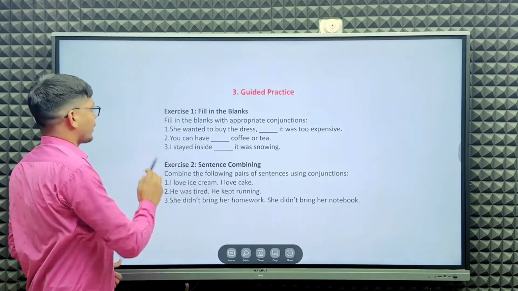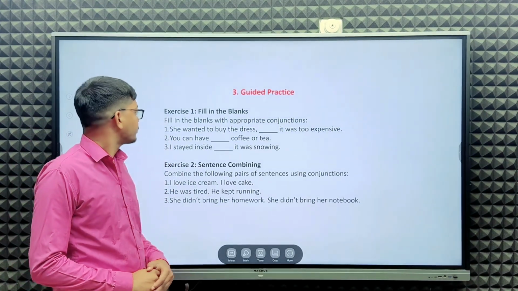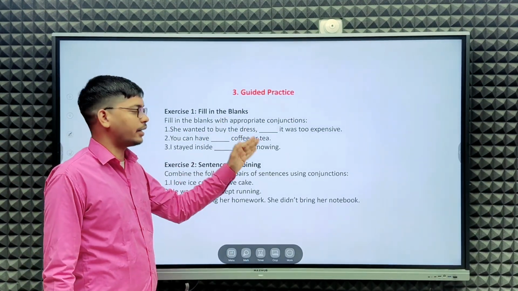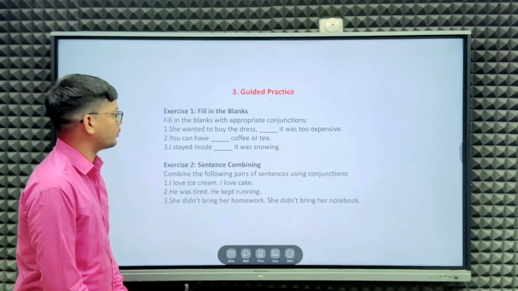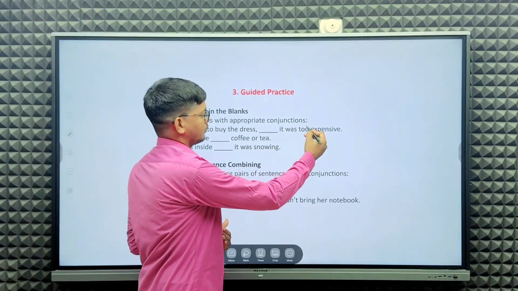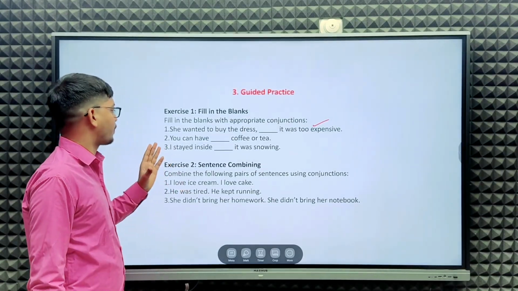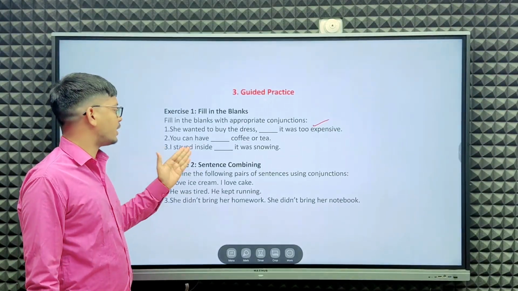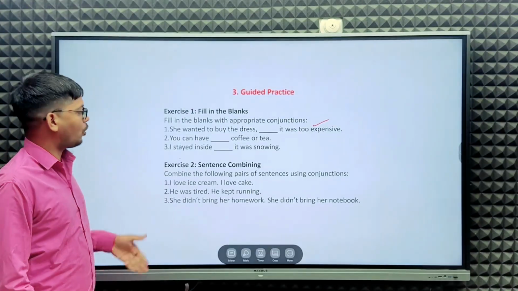I have some practice sentences here. Exercise 1, fill in the blanks. She wanted to buy the dress, blank, it was too expensive. What type of conjunction will we fill in this blank? You can have coffee blank tea. I stayed inside, blank, it was snowing. Okay, so they are all practice.